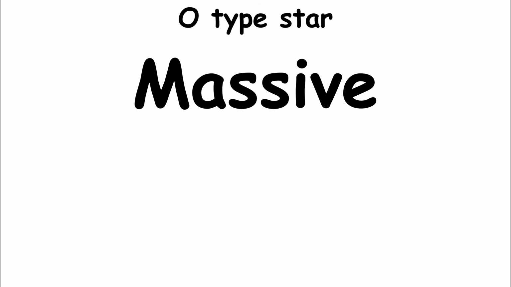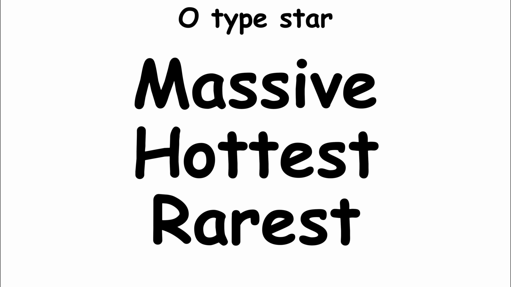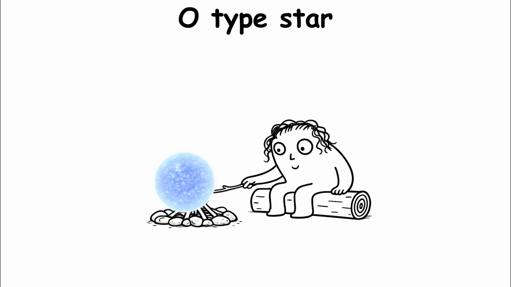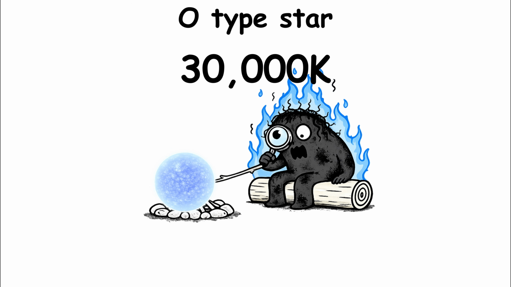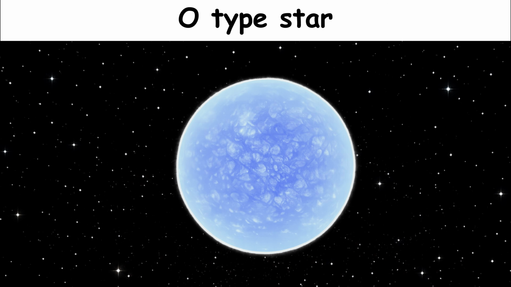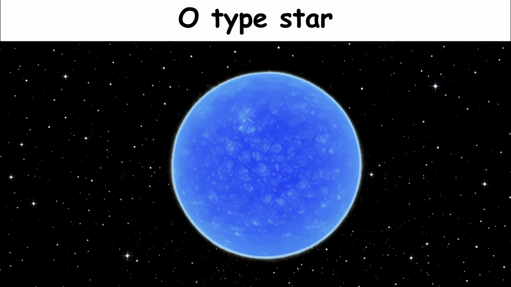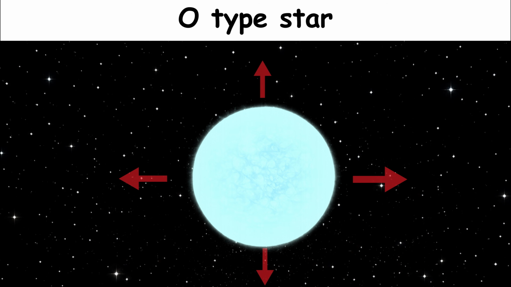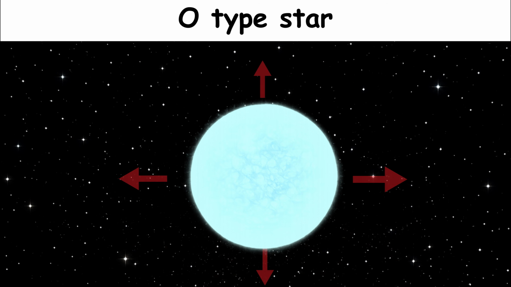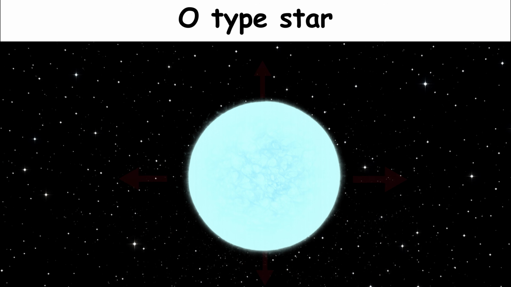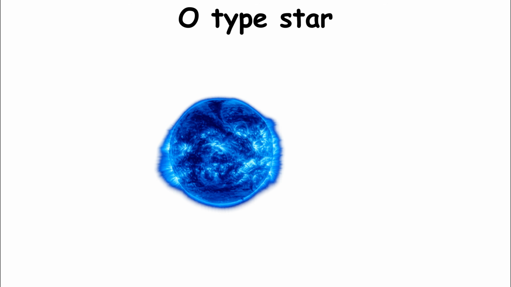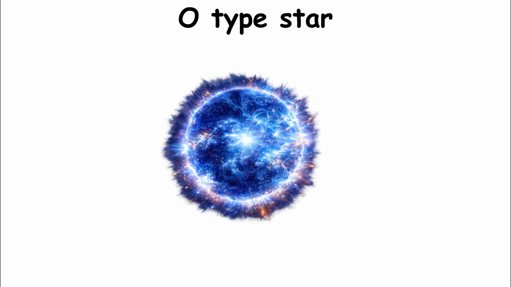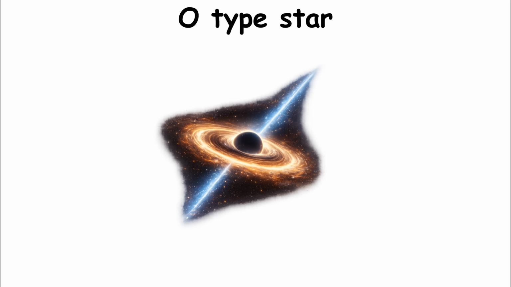O-type stars. O-type stars are the most massive, hottest, and rarest main sequence stars in the universe. With surface temperatures exceeding 30,000 Kelvin, they emit an intense blue light and produce enormous amounts of ultraviolet radiation. Their immense mass causes them to burn through their hydrogen fuel at extraordinary rates, giving them lifespans of only a few million years. O-type stars ultimately end their lives in powerful supernova explosions, leaving behind neutron stars or black holes.